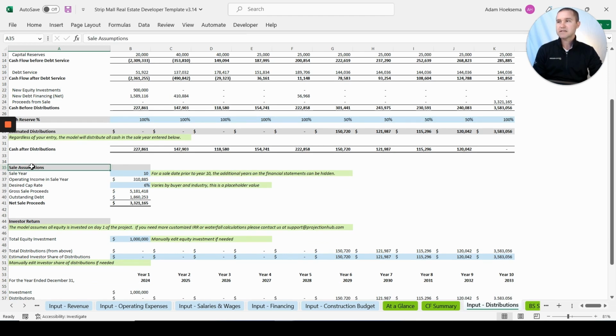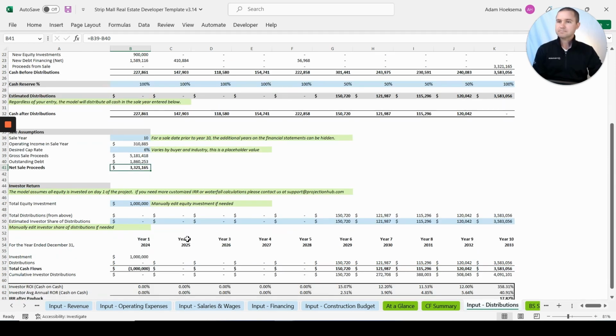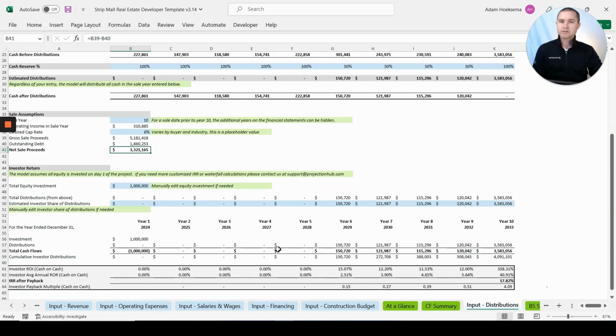And then let's say we sell the property. So we're going to sell it after year 10 at a 6 cap. That's going to give us X amount in net sale proceeds after we pay off the debt, and this will be distributed to investors.